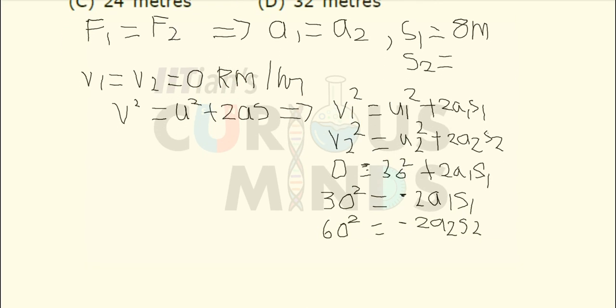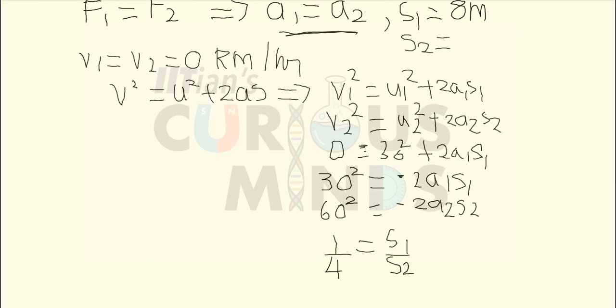Now I will take the ratio. 30 by 60 is 1 by 2, and since there is a square, it will be equal to 1 by 4. Now 1 by 4 is equal to 2A1 over 2A2, and these will get cancelled out because A1 is equal to A2. So it will be equal to S1 divided by S2. S1 is given as 8 meter, so S2 will be equal to 4 into S1.